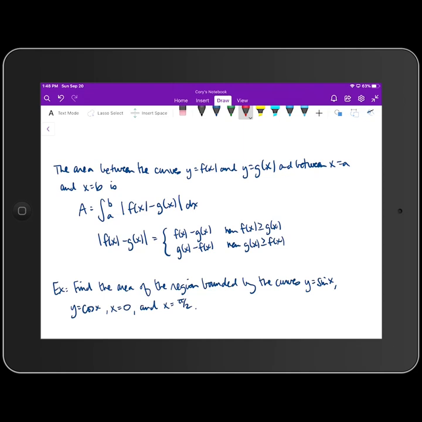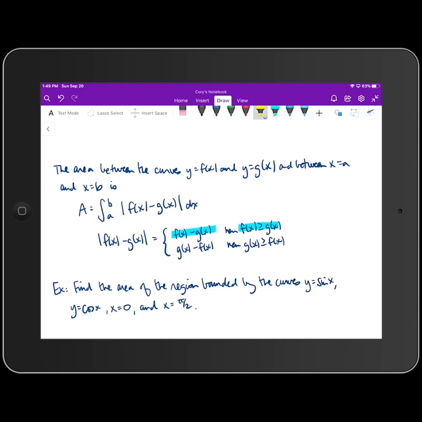Okay, so when we have our integral expression set up as the absolute value of f of x minus g of x, there are two possible outcomes for that absolute value function. And the first one is going to be when f of x is greater than or equal to g of x. So if f of x is the larger function, that means that f of x minus g of x is going to be positive. And when we take the absolute value of something that's positive, that's just going to be equal to the expression itself. So the absolute value of f of x minus g of x is just the function f of x minus g of x. It's the bigger function minus the smaller function.